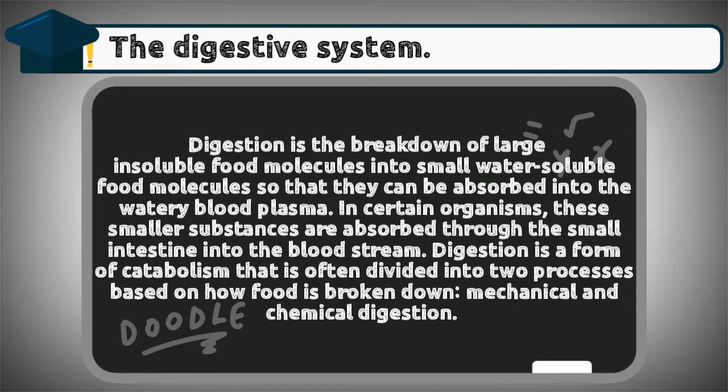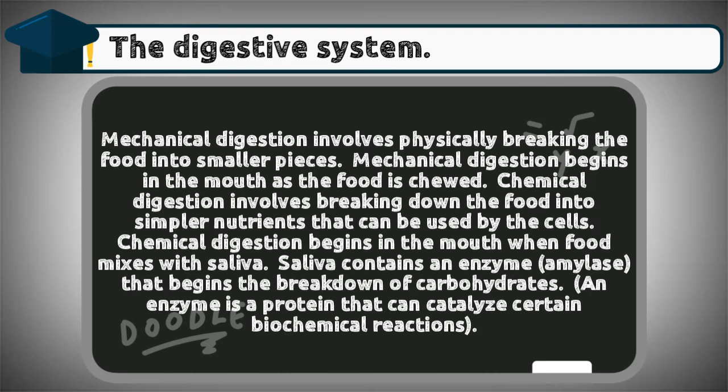Digestion is a form of catabolism that is often divided into two processes based on how food is broken down: mechanical and chemical digestion. Mechanical digestion involves physically breaking the food into smaller pieces. Mechanical digestion begins in the mouth as the food is chewed.